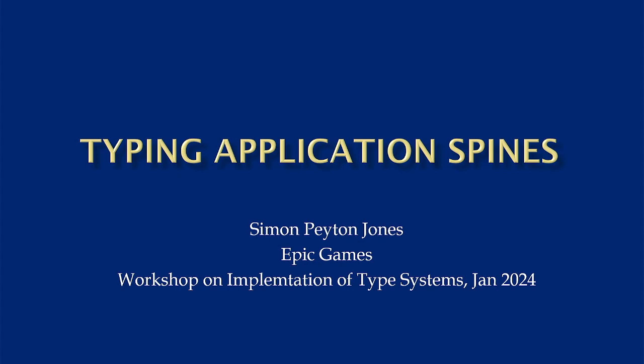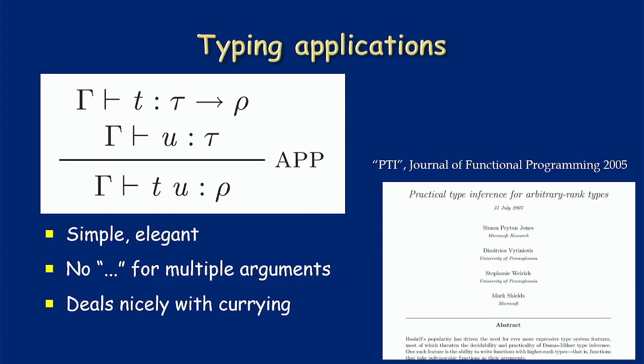In a sense, I'm not going to tell you anything new, but I'm going to try to extract lessons that I've gotten from 30 years of trying to write type inference algorithms for GHC in the hope that they may have some resonance for you. So this talk is about applications, type checking applications. What's more fundamental to functional programming than this?